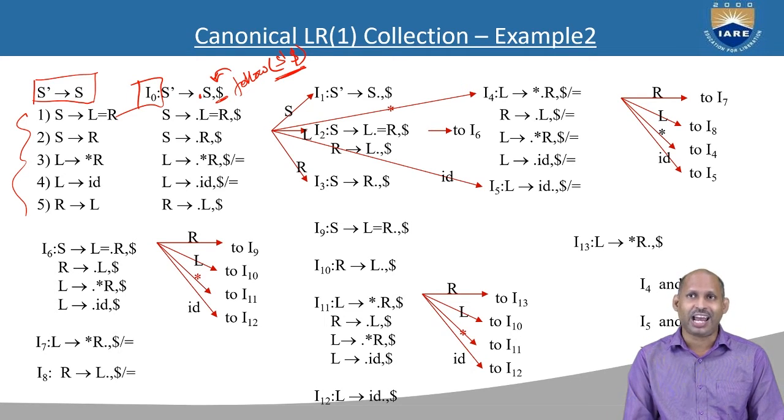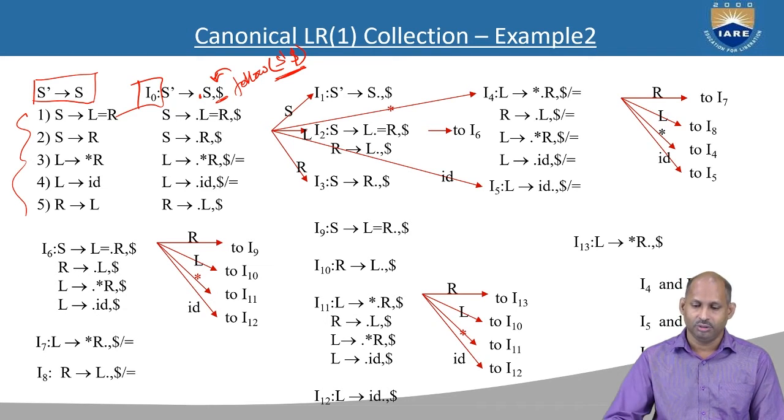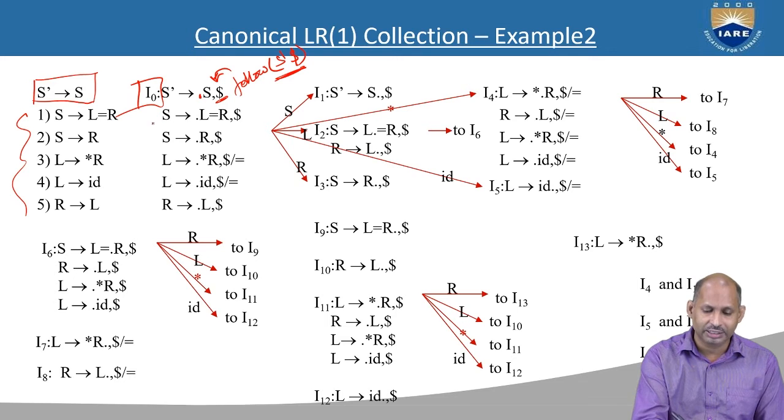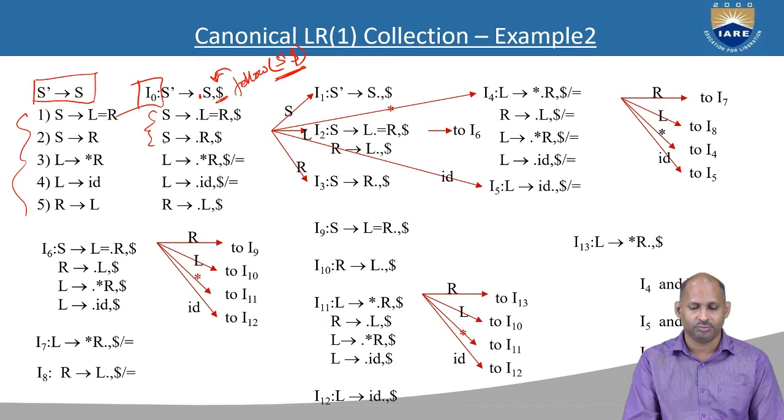The dollar sign is an end mark for the input. So when you consider the follow of S', it will result in the dollar sign. Since .S adds the S productions, dot S, so S production.